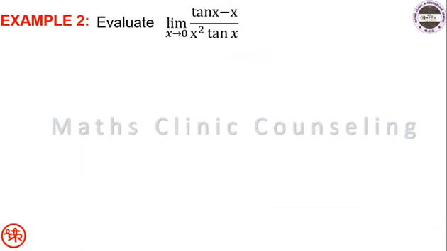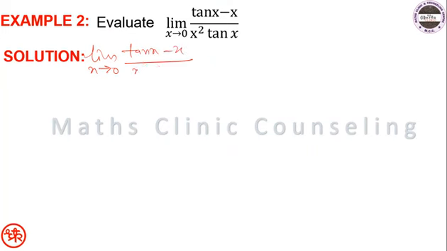Now let us discuss the second example, example 2. Same method. First we check the form, and once it is a fundamentally indeterminate form, you can apply L'Hospital rule. So let us see the given limit. What is the given limit? Limit x tends to 0 of tan x minus x upon x square into tan x. It is 0 by 0, so try to evaluate this.